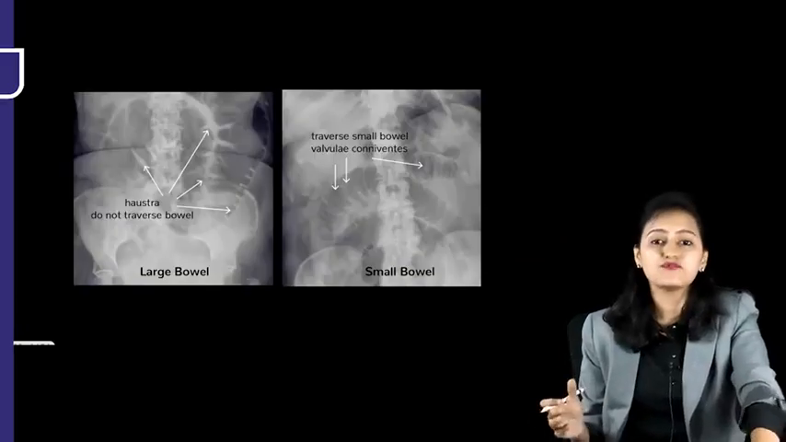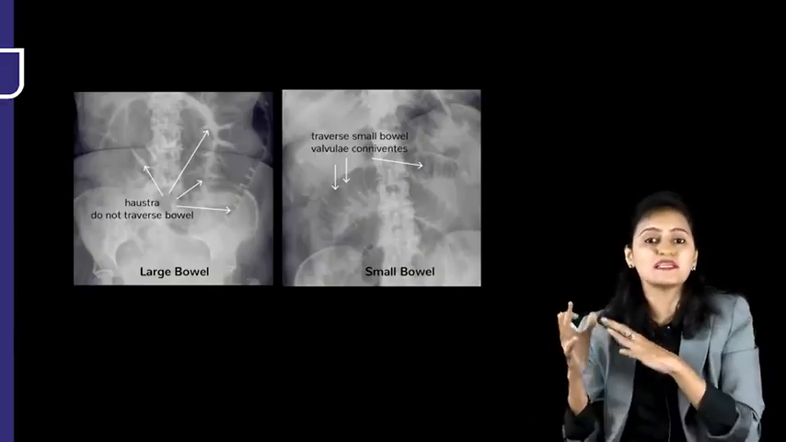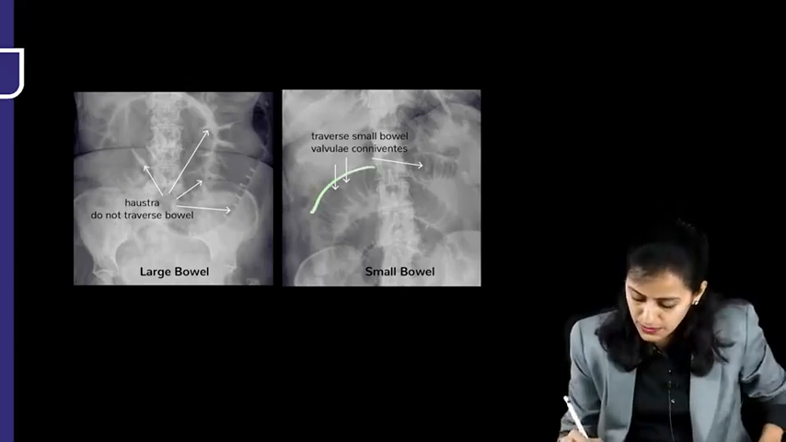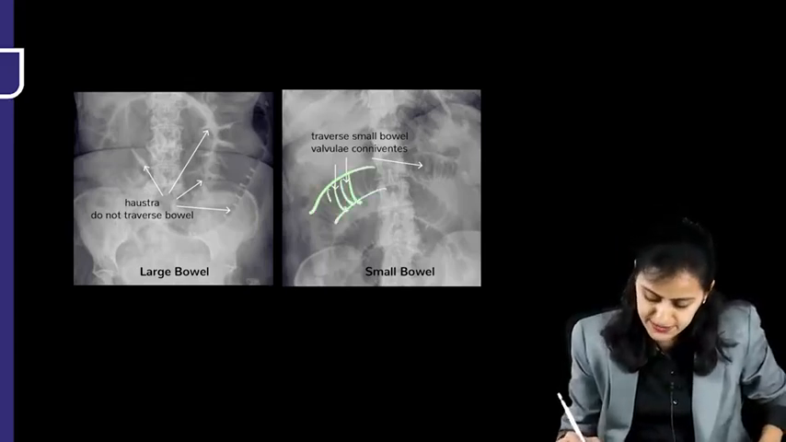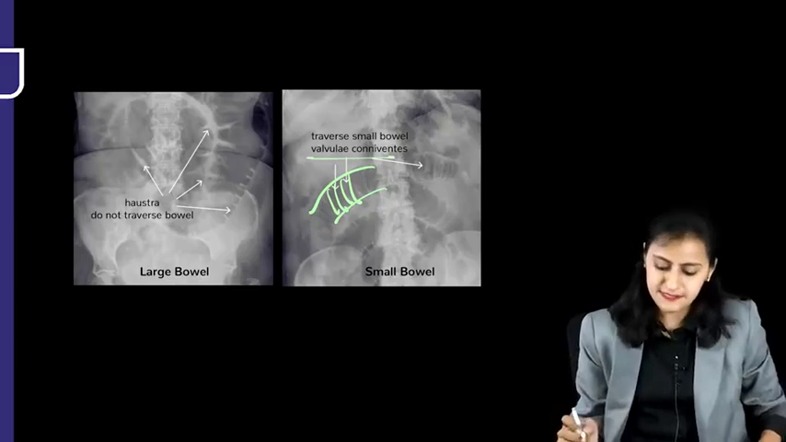Next one, in the abdomen, differentiating the small bowel from the large bowel. Small bowel has complete rings, that is called valvulae conniventes.